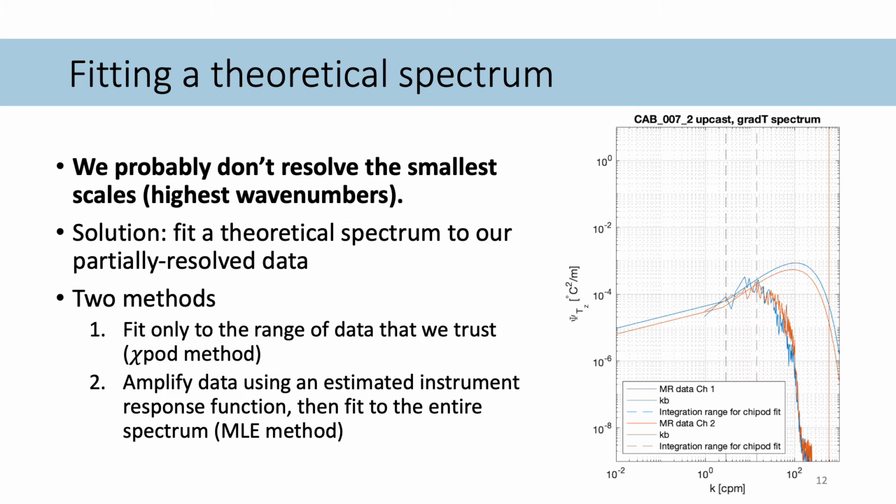On the right is an example from our data. These are the observed temperature gradient spectra from our two probes, and these are the theoretical fits, here made using the chi-pod method. You can see that the observation is poorly resolved at high wave numbers, small length scales, compared to what we expect it should be. So we would say that the observation rolls off early compared to the theoretical spectra.